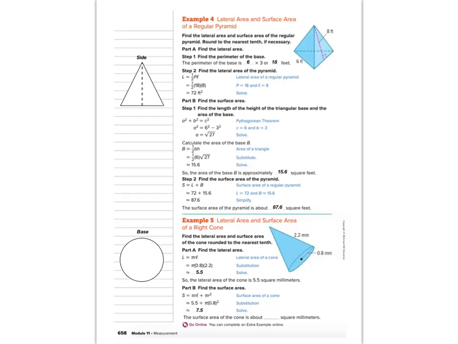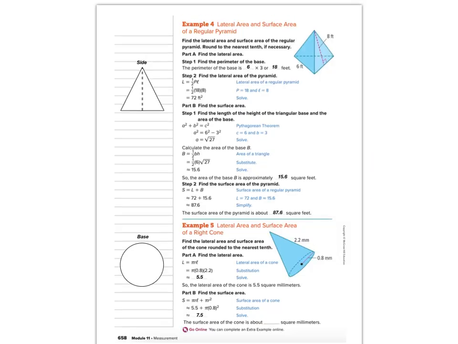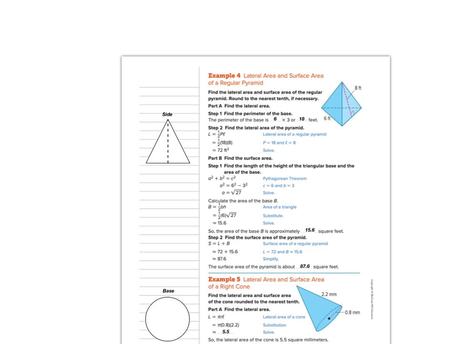Let's see here, being able to look at this and understand the difference between the lateral height versus the regular height of an object. So in this example, the lateral area and surface area of a regular pyramid, how do we calculate that?